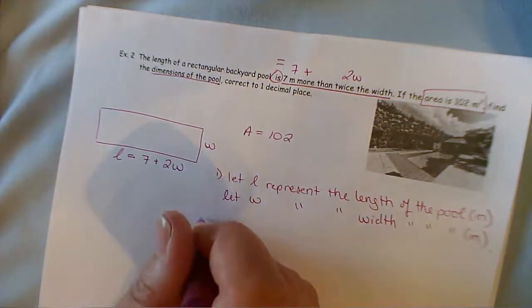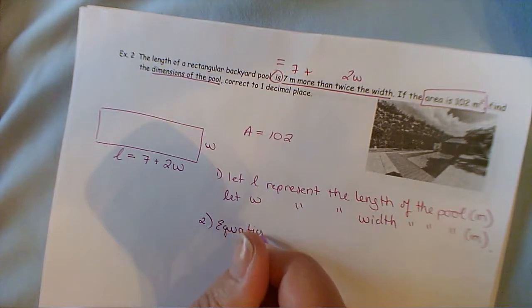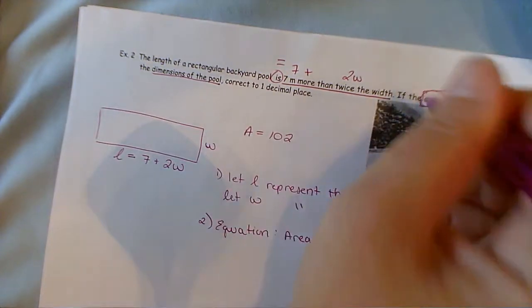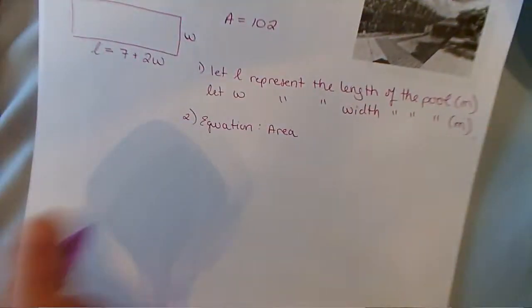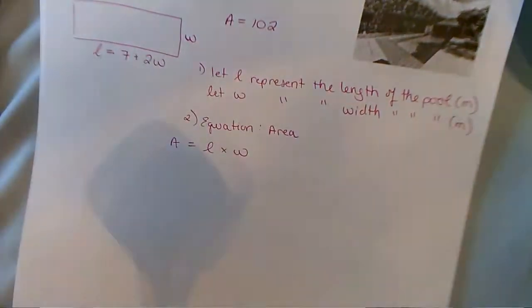Second thing we need to do is we need an equation. So our equation now comes from area. It told us the key word was area. And area, as you know, is length times width, which helps us out because we're trying to get a quadratic out of this. And we know that the area of a rectangle is length times width.